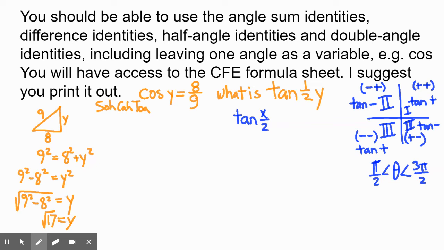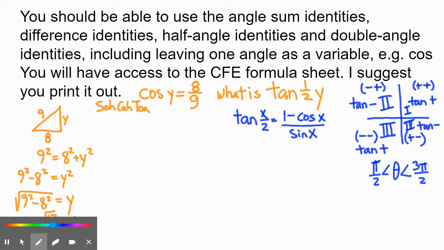Y, x, theta, whatever, doesn't matter. Equals, and this is the, oh, this one doesn't have the square root. Okay, that's all right. 1 minus cosine x over sine x. So that means we're going to get fractions over fractions, which is what I wanted, because then we could solve them together and just rehearse how you do fractions over fractions. So that's what we're going to do now.